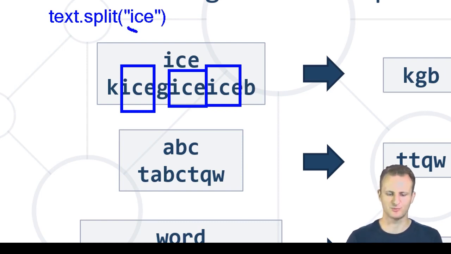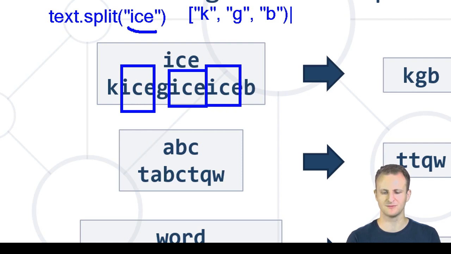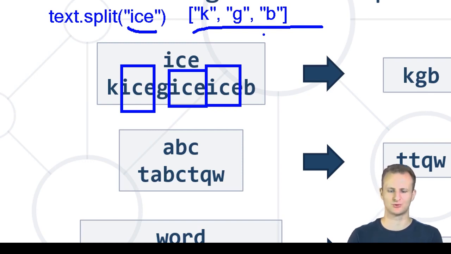Well, it will split by this sequence of characters, meaning it will give you an array of strings, and that array of strings will contain the string k, the string g, and the string b, and that array of strings you can join up into a single string. So you can solve this task with splitting too.